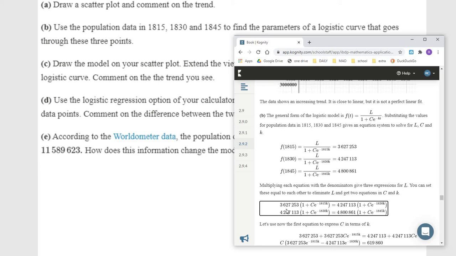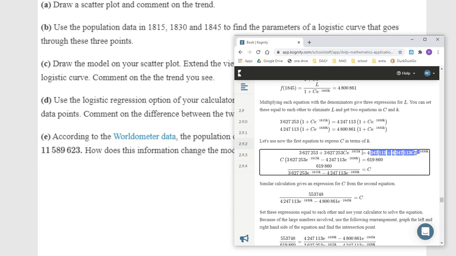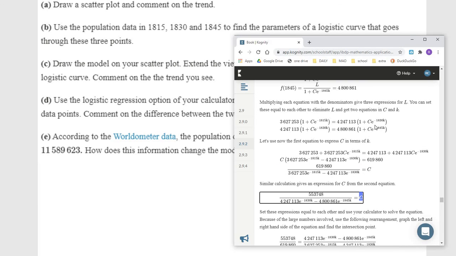So they distributed, to take the first equation, they distributed the 3,600,000 whatever here, and then distributed the 4 million over here, and then got the C's together, moved that over to the other side, the 3 million to the other side, pulled out the C, and now got C by itself. And they did it for the second equation, right? Pretty gross.